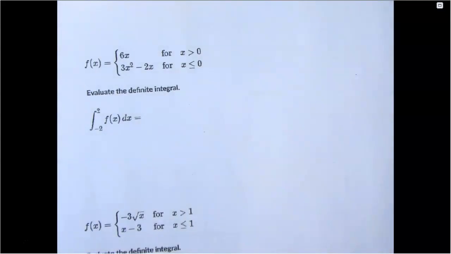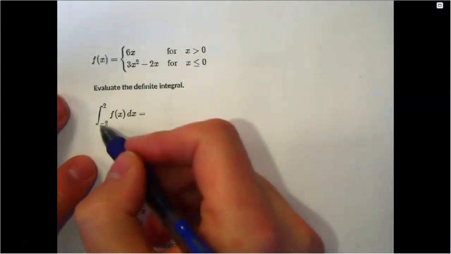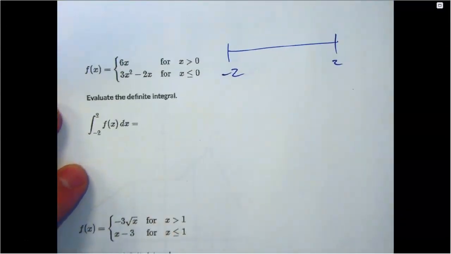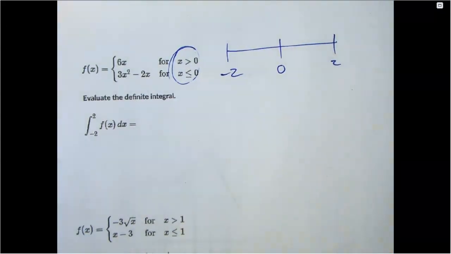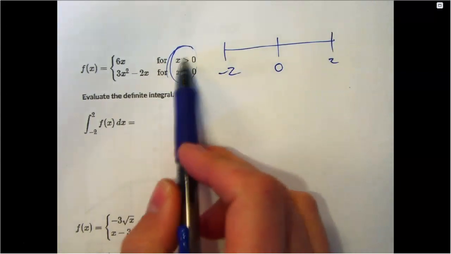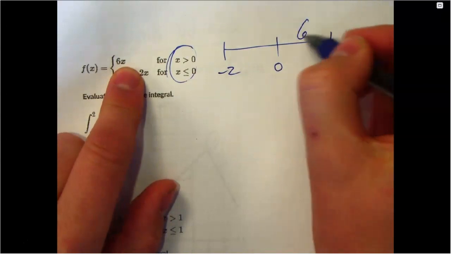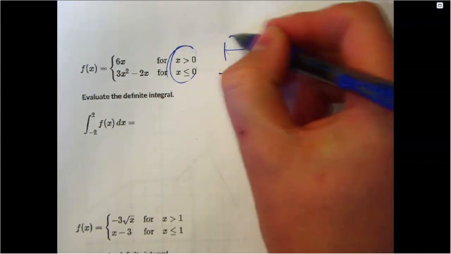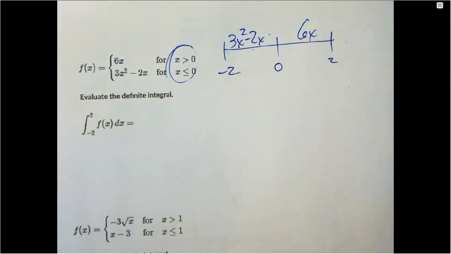So these are kind of annoying. They give you a piecewise and then they ask you to integrate, but it stretches across both parts. If I do a little number line here, I'm being asked to integrate from -2 to 2. But this tells me at 0, we got split. So when x is greater than 0, which is this part, the function is 6x. When x is less than 0, which is this part, the function... you gotta find the total integral.